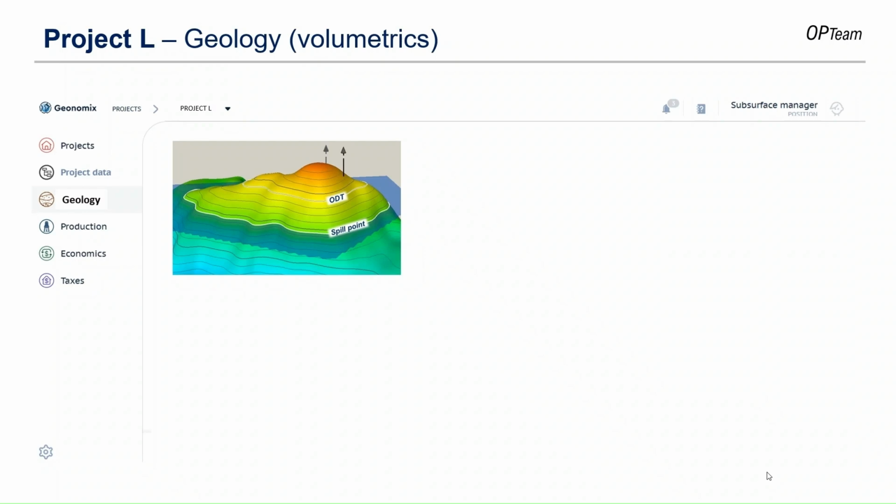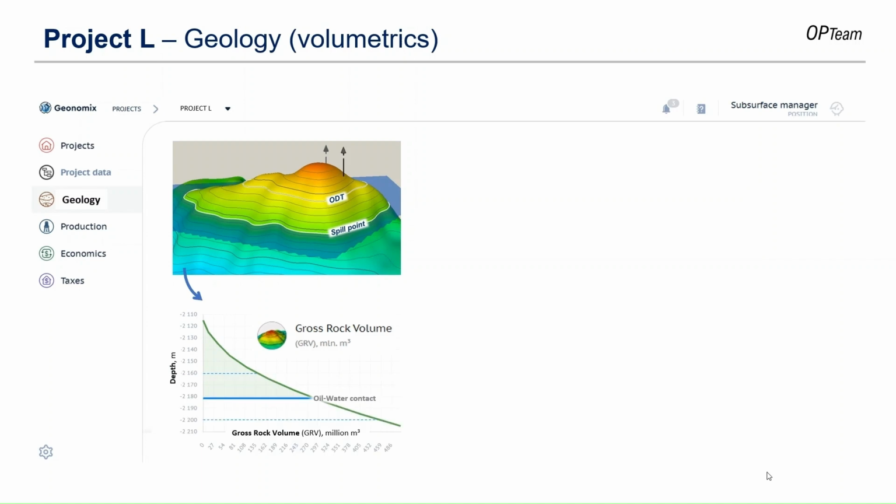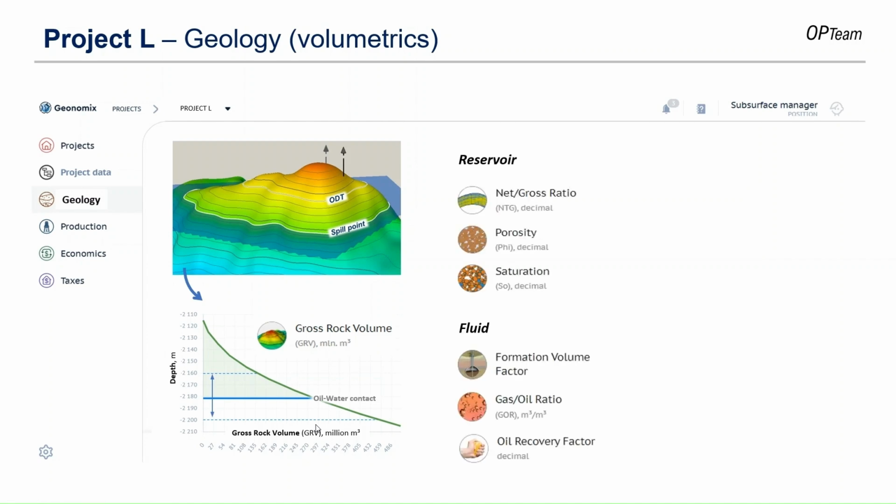Actually, its unique features made it possible to overcome the challenges I just outlined. The top surface was loaded and is shown here as a depth versus gross rock volume plot. It was set up as a probabilistic range. Reservoir and fluid properties are coming next.